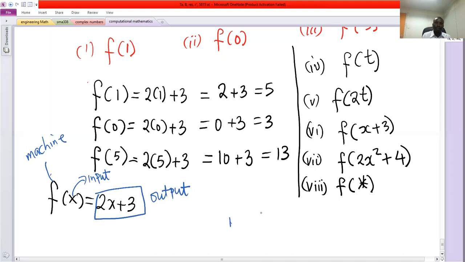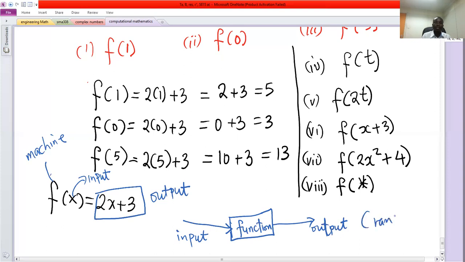So we can even draw a triangle diagram here. We have the input, we have the function as this machine, and then the output. Actually, the output has a special name in math called range, and the input has a special name called domain. The set of all the inputs is called the domain. The set of all outputs is called the range.